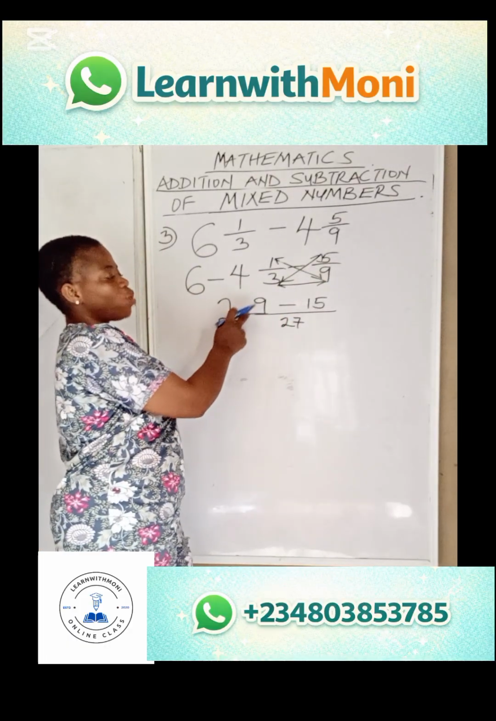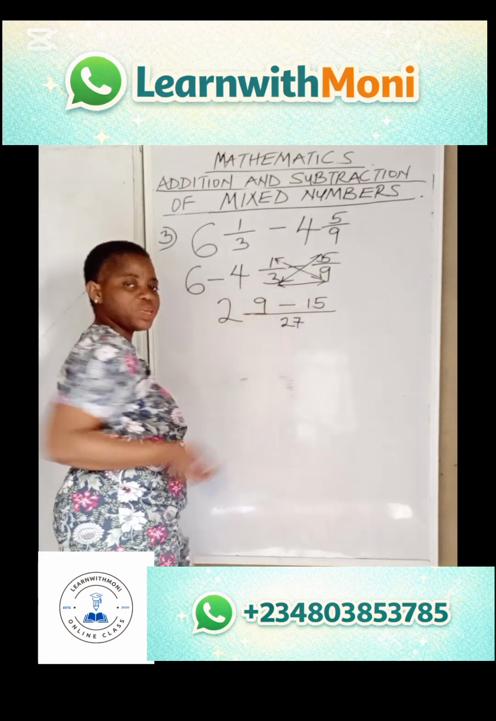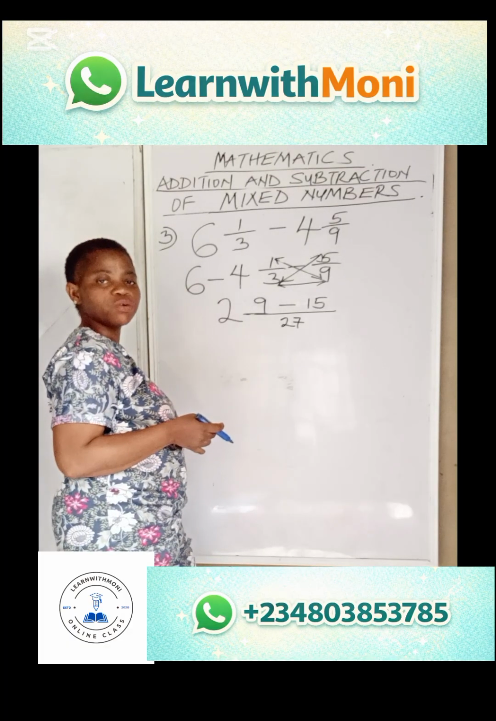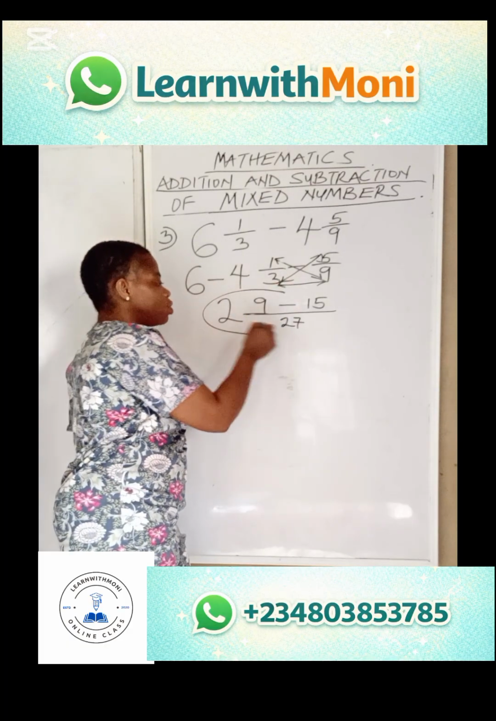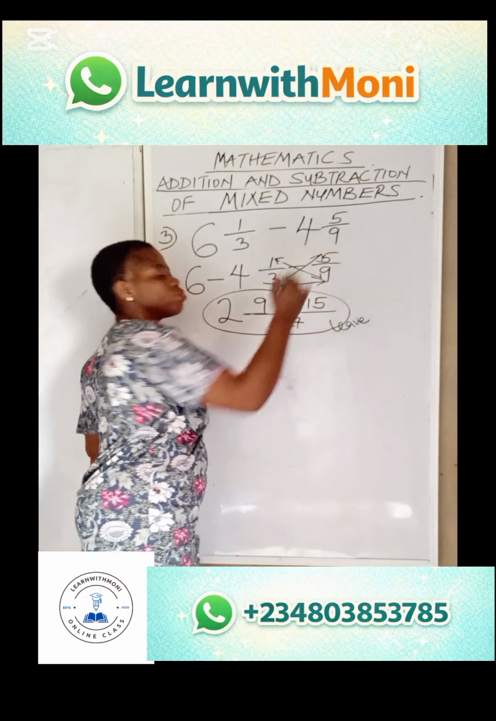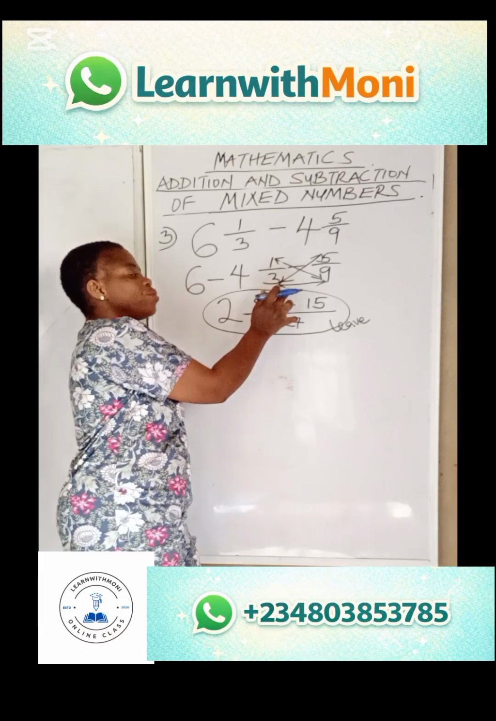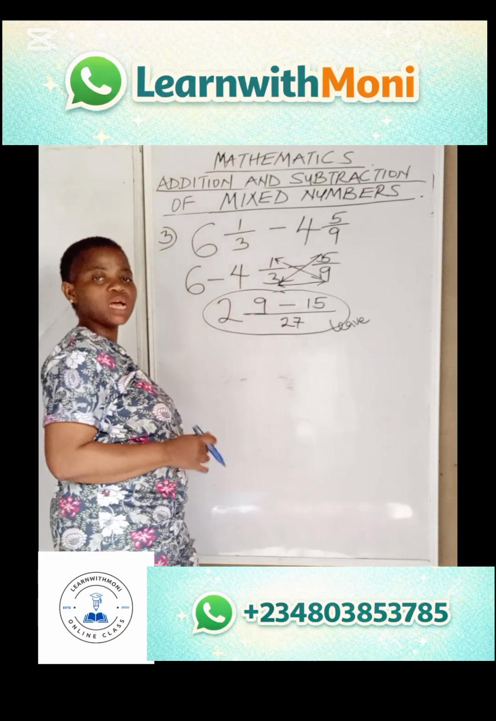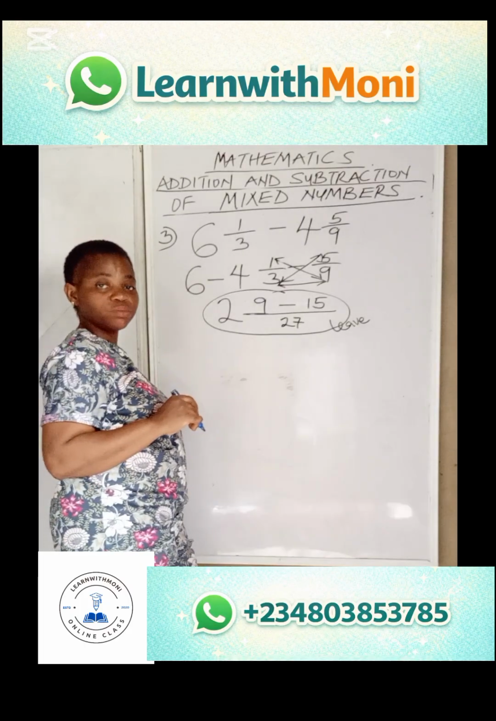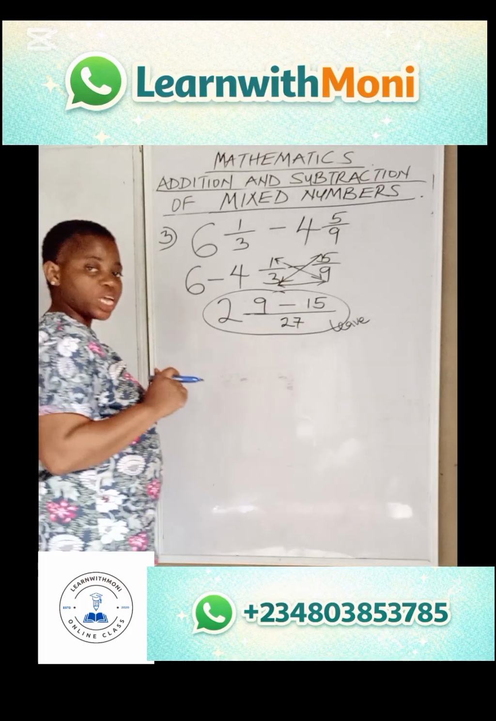Look at the numerator. You have 9 minus 15. You can't go further from here because you can't say you have a negative numerator. So you are going to abandon the solution here. You will leave. Once you have a situation like this where you cannot subtract the numerator without having a negative, you leave it there and use another method.